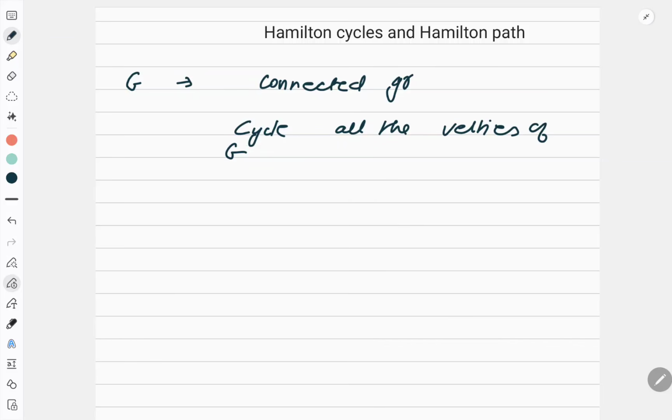In simple words, again I will repeat, if you have any graph G which is connected in nature and you can figure out a cycle in it which contains all the vertices of graph G, then it is called the Hamiltonian cycle in G, and the graph itself is called a Hamiltonian graph. Same way, if I have a connected graph and I can figure out a path in it which contains all the vertices of G, then it is called a Hamiltonian path.